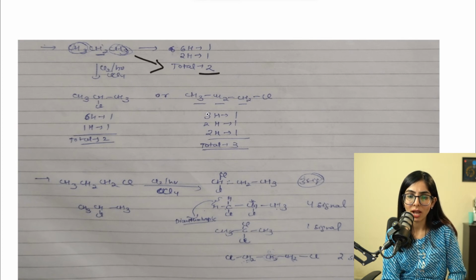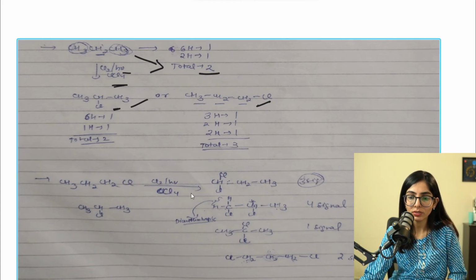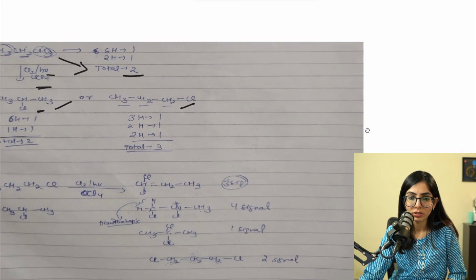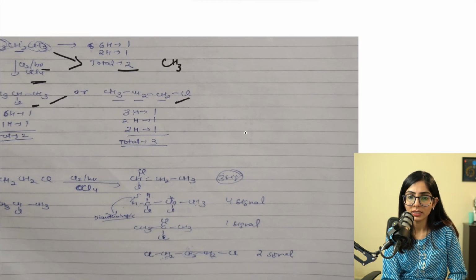Suppose a reaction happened like this, and then these 2 products we got. If I have to see how many signals they will be giving, let's see. Let's just see this compound. For now, just let's see this compound. I'm just drawing it over here. CH3, CH, Cl, CH3.